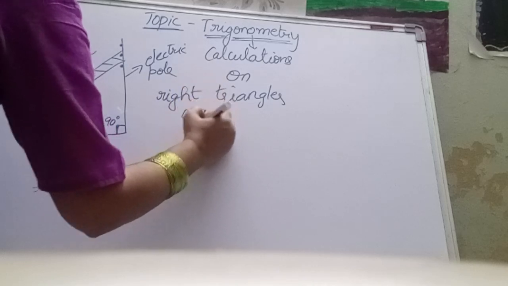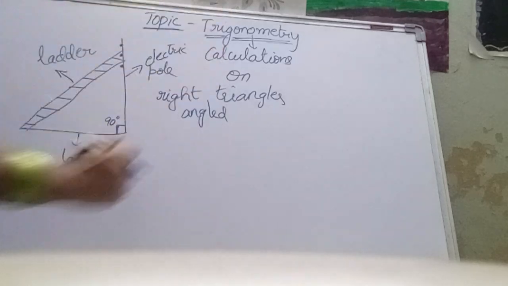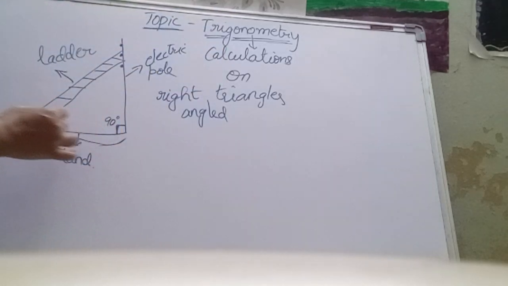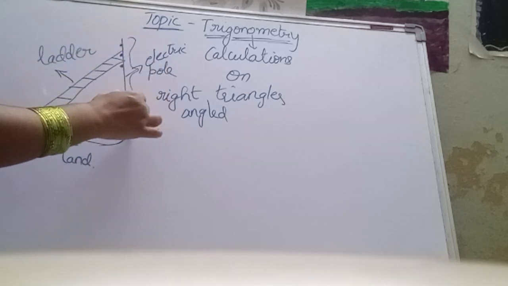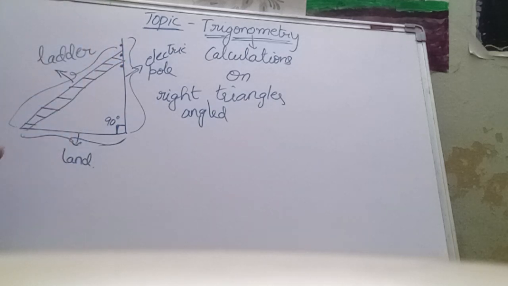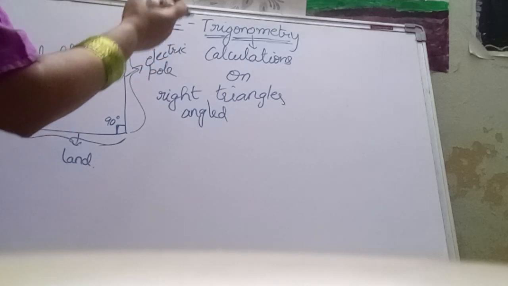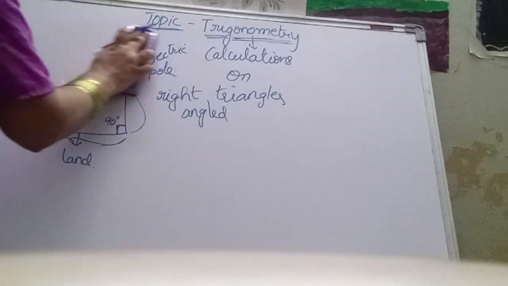Right angled triangles. Okay, by using these trigonometric calculations, we can find the distance between the ladder and the pole, the total length of the pole, and the ladder length. All of these you can calculate and find by using trigonometry itself. Okay, so let us draw a specific right angle triangle.